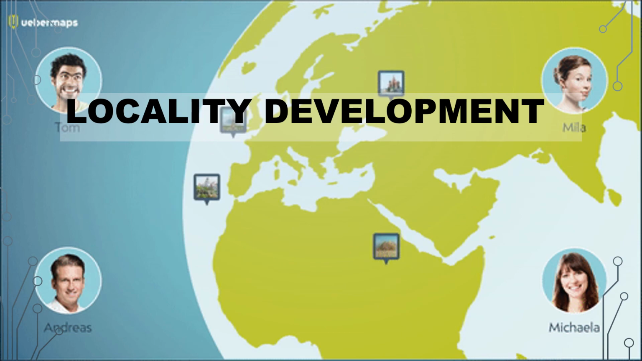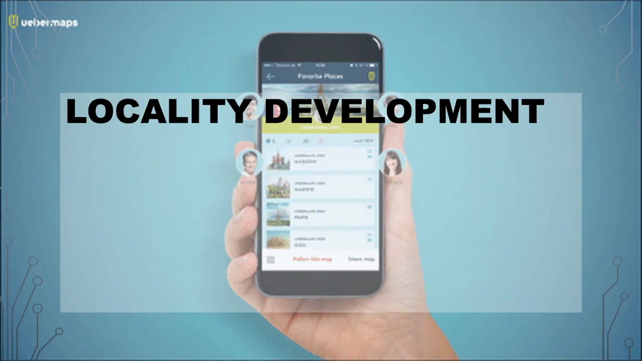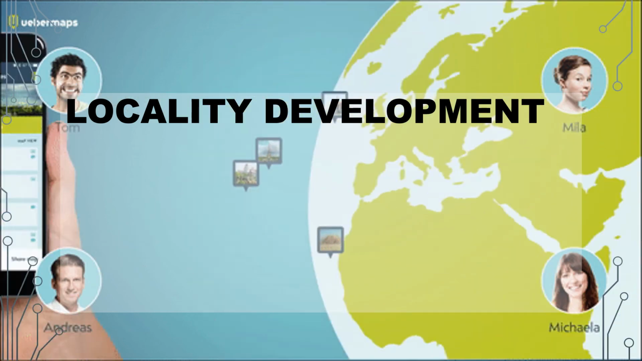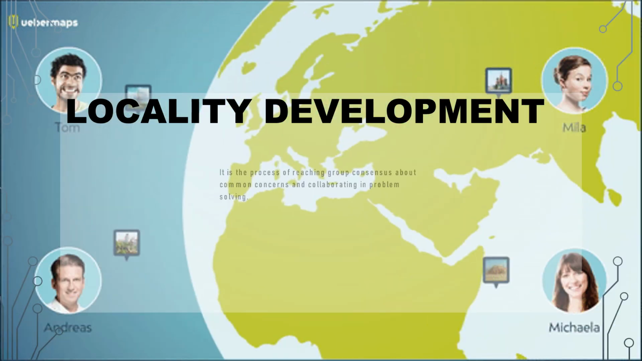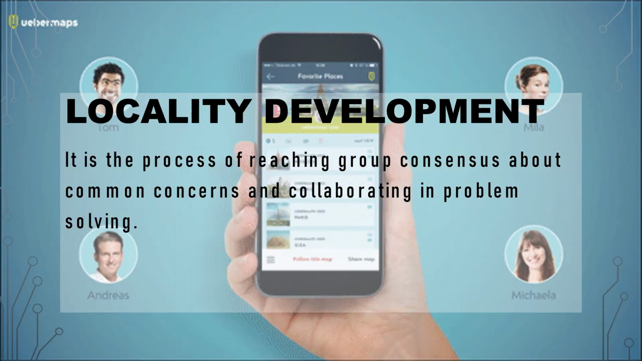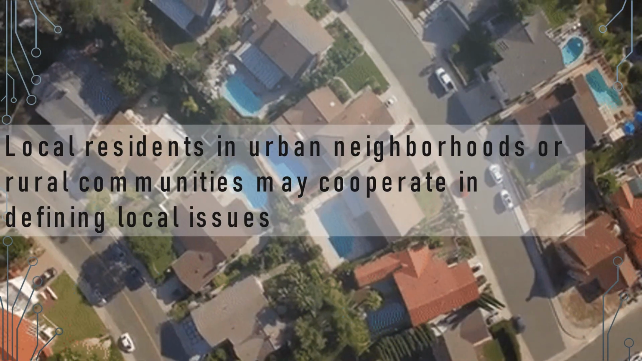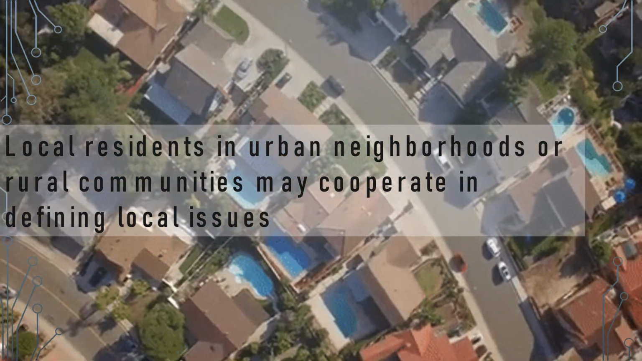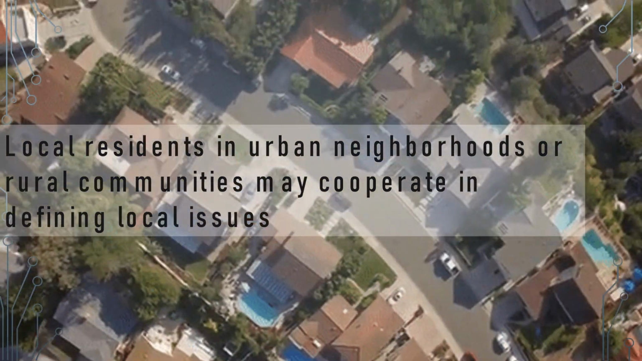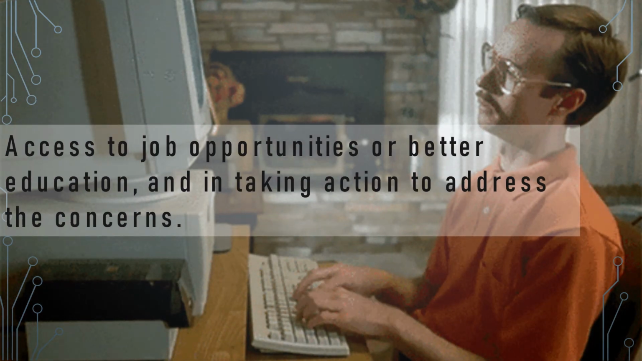And the last model in community organization is locality development. Locality development is another way to get people to work together. It is the process of reaching group consensus about common concerns and collaborating in problem solving. For example, local residents in urban neighborhoods or rural communities may cooperate in defining local issues, such as access to job opportunities or better education, and in taking action to address the concerns.